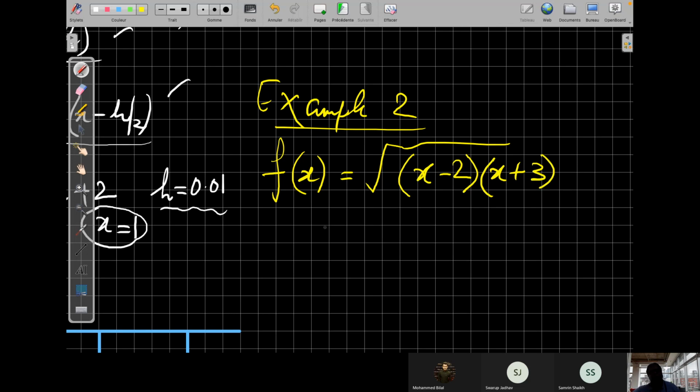Okay, and what you have to do is find out the f prime of x at x equal to 2. Please feel free to use Microsoft Excel or LibreOffice, whatever you want. Please try to do this, and tell me the value of the derivative.